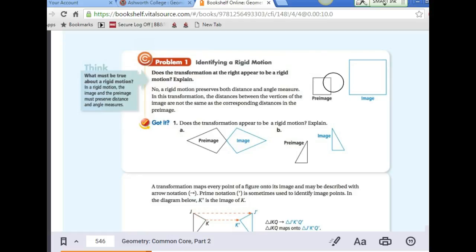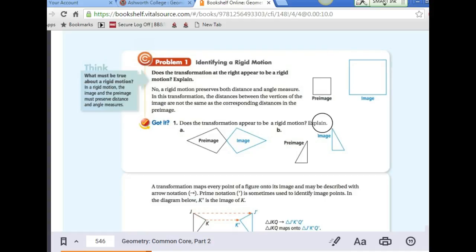Now, I think it's probably preserving the angle measures here, the corners, staying 90 degrees, but it is not the same size, which means it's not preserving distance. The distance between the vertices of the image are not the same as the corresponding distances in the pre-image. So notice the second picture was called the image. The original one is referred to as the pre-image. Okay. Now let's look at the got it.